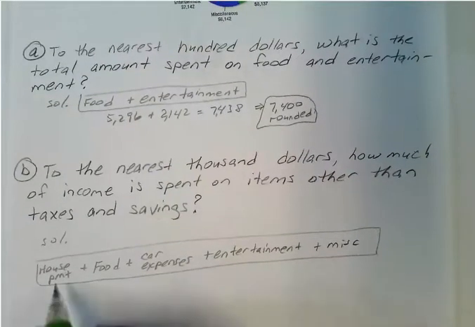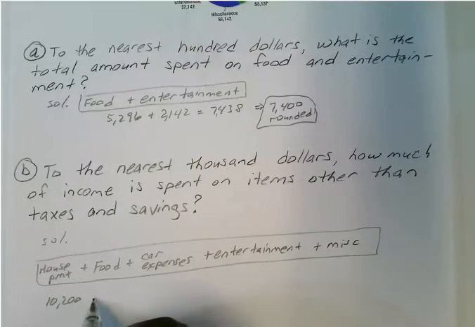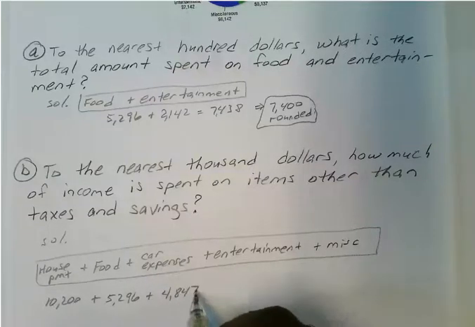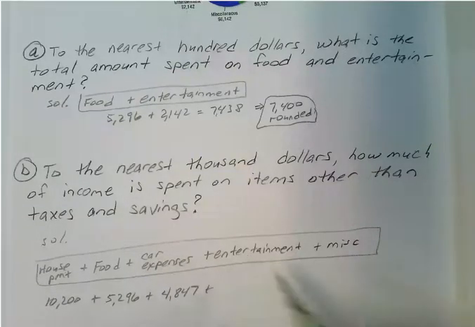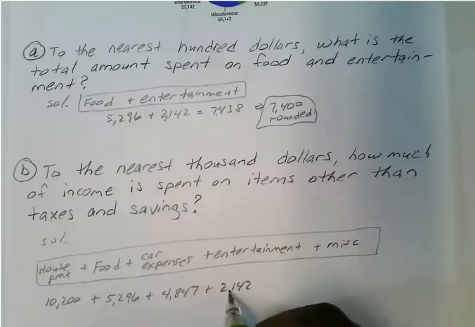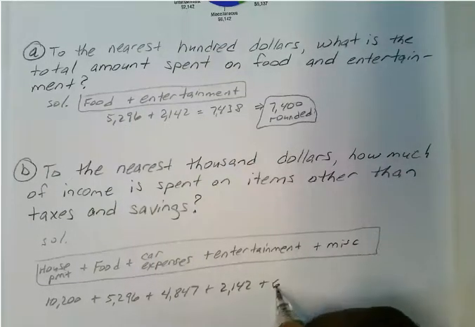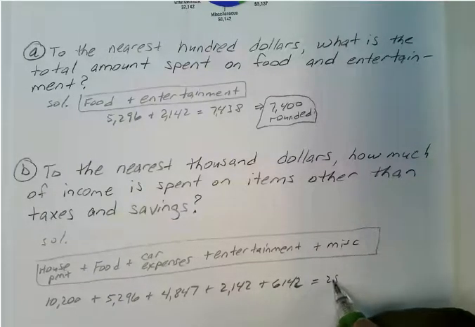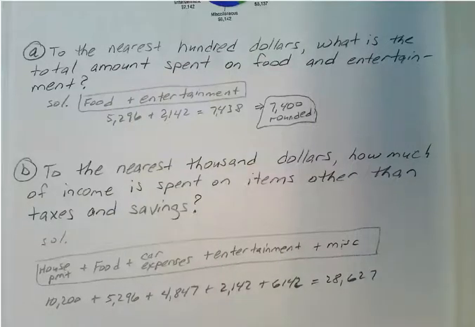Okay, so for your house payment, that's $10,200 plus your food, $5,296 plus car expenses, $4,847 plus entertainment, which is $2,142 plus miscellaneous, which is $6,142. Okay, so if you add all those together, you get $28,627. But they want it rounded to the nearest thousand. So rounded to the nearest thousand is $29,000 rounded.